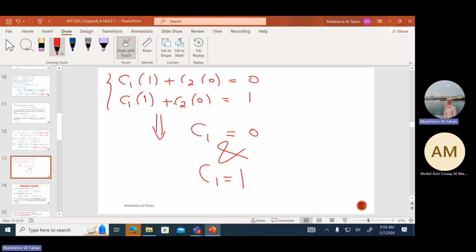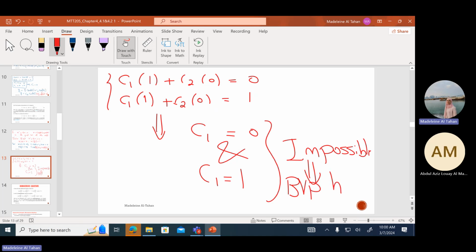Is it possible? Can we have 0 as a value for C1 and also 1 as a value for C1? So this one is impossible. Does this boundary value problem have a solution? It has no solution. So till now, we gave an example when it has infinite solutions and when it has no solution. But does it mean that it has either this or that? We can have some examples where a boundary value problem has a solution.